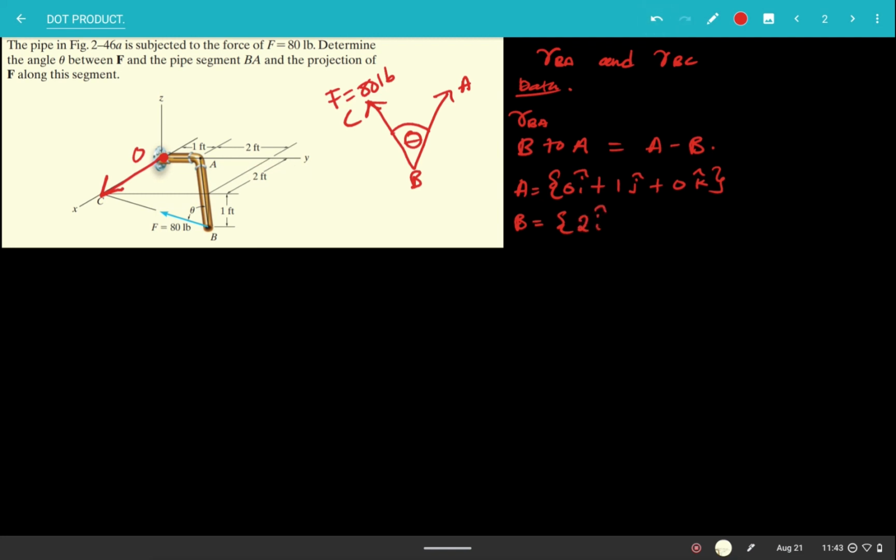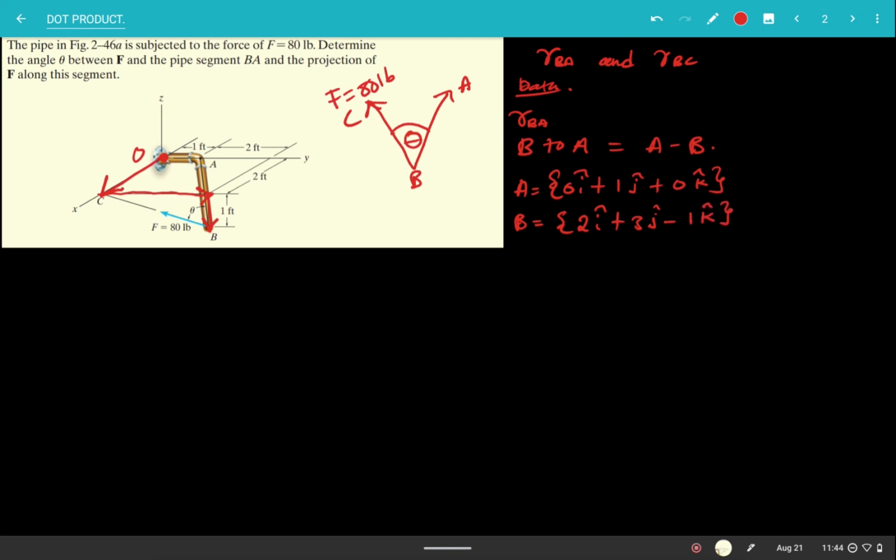After that, I need to move from that point to another point where I'll find B. So I'll move along the y-axis like that. And this will give me 1 foot there plus 2 feet there, which means I'm going to have 3 feet. So plus 3 in the j. Once I find those feet, I need now to go to B. To go to B, I'm going to go downwards. Going downwards simply means that I'm moving in the negative z-axis. So I'm going to have -1 in the k.